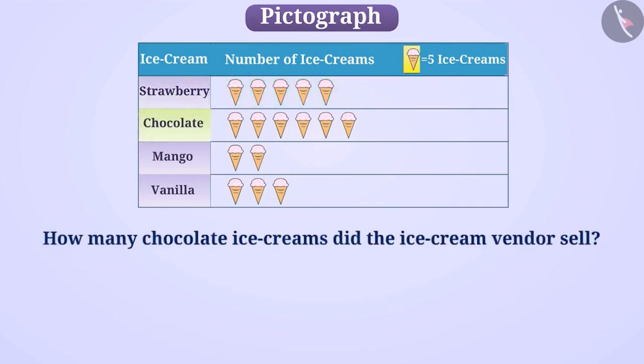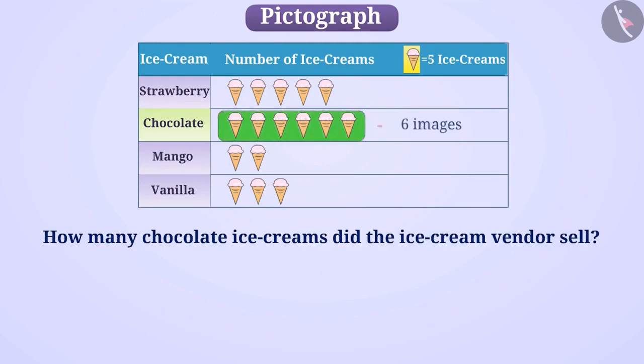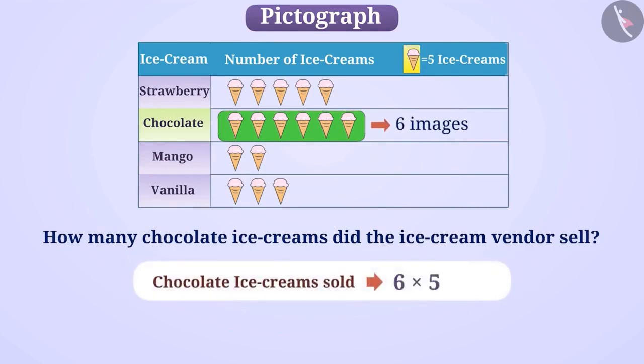Similarly, find the number of ice creams of the other type. Is it easy? Yes, it is very easy. Here, in the row of chocolate ice cream, 6 images are drawn, which means that the ice cream vendor sold 6 multiplied by 5 is equal to 30 chocolate ice creams. This table helps us understand the data just by looking at it. Numbers are not represented in this table. But still, just by looking at the table, we can easily find the answer to the number-related questions.